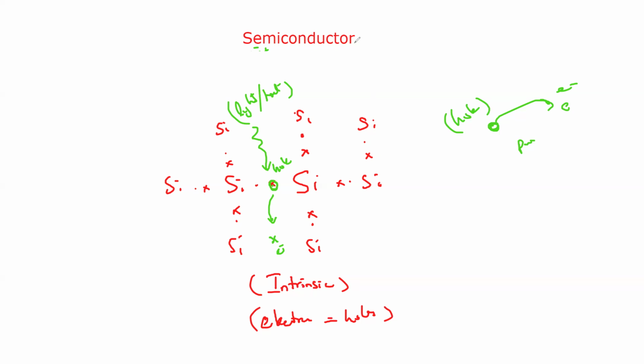Then how can we increase the conduction? To increase the conduction, we do a process called doping. We dope a semiconductor. What is the meaning of doping here? Doping means we add impurities. Impurity means we add an element from group 5 or another element. We dope a semiconductor, and the semiconductor which is doped is known as an extrinsic semiconductor.